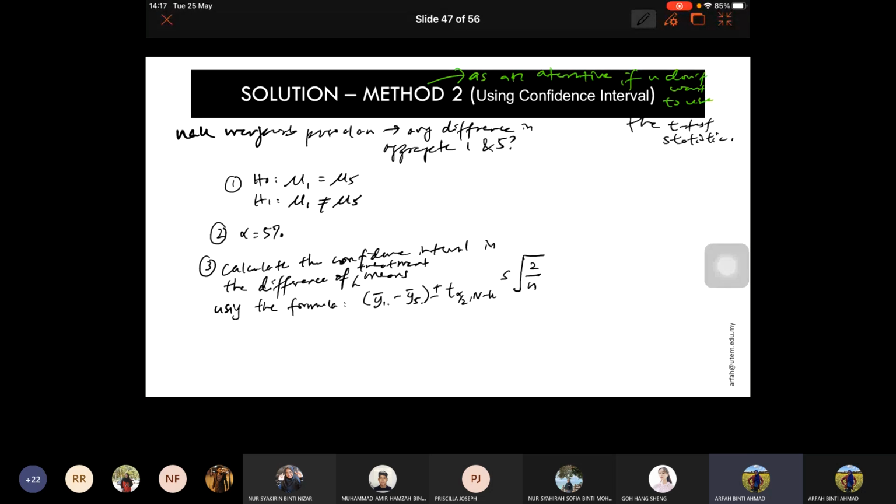Kita tak nak menggunakan dia punya test statistik, T test statistik. So we make use of the confidence interval. Okay. So by using the confidence interval, the contrast is not significant. By using the confidence interval, syarat dia ni okay.